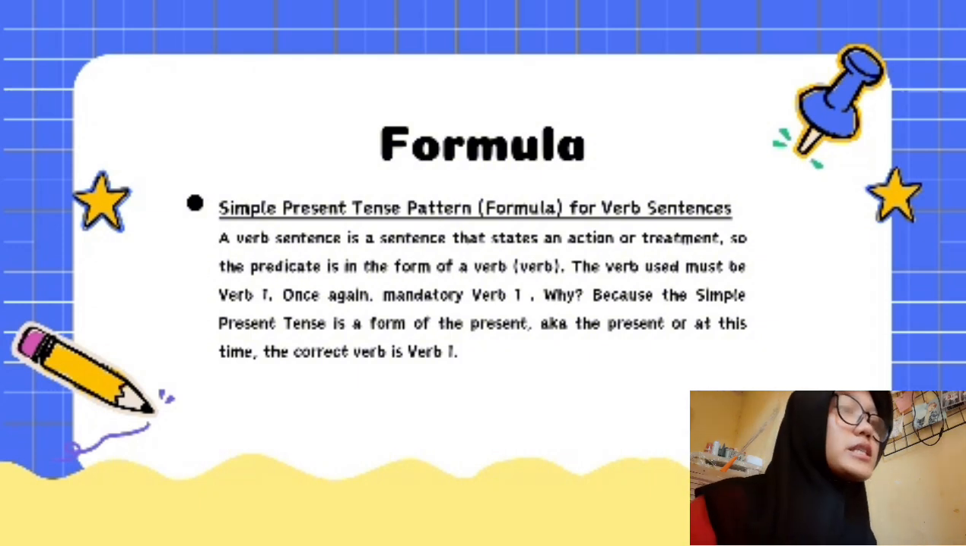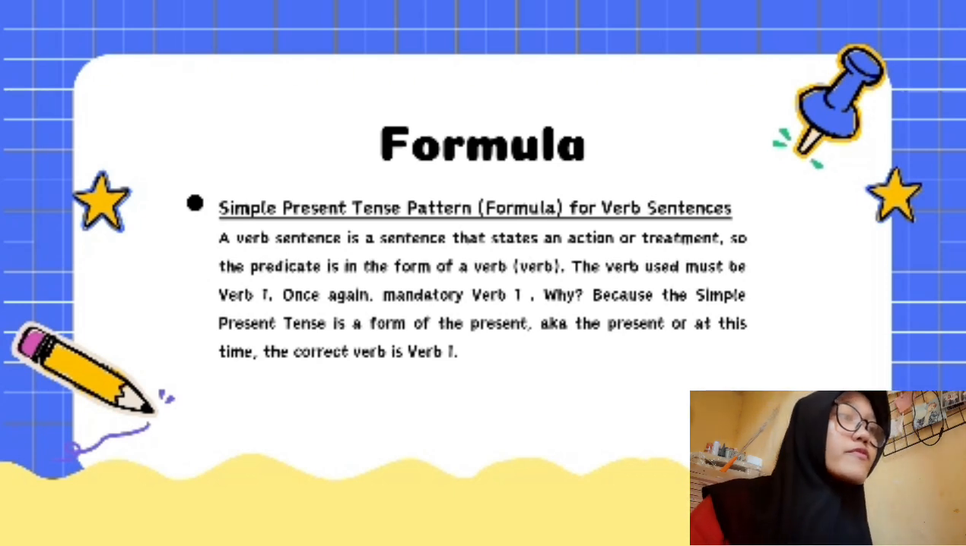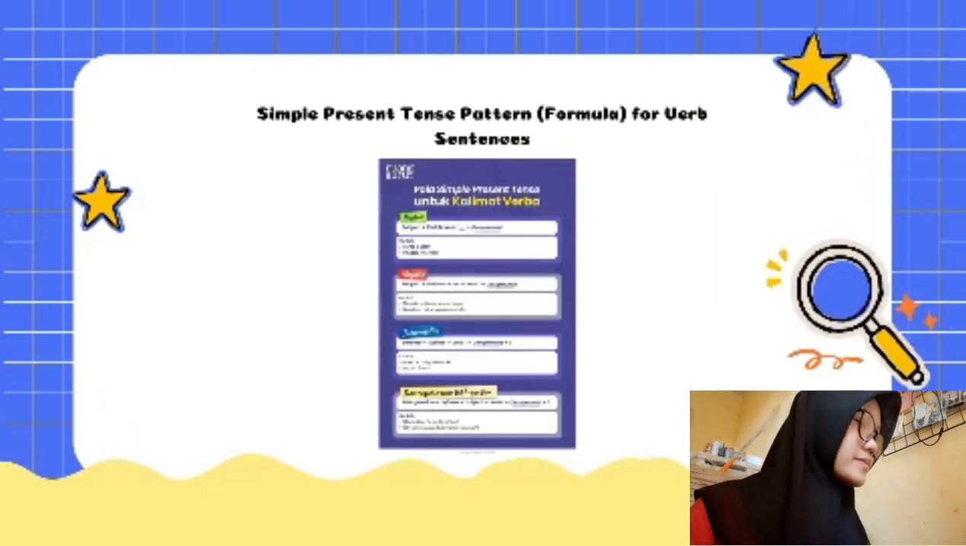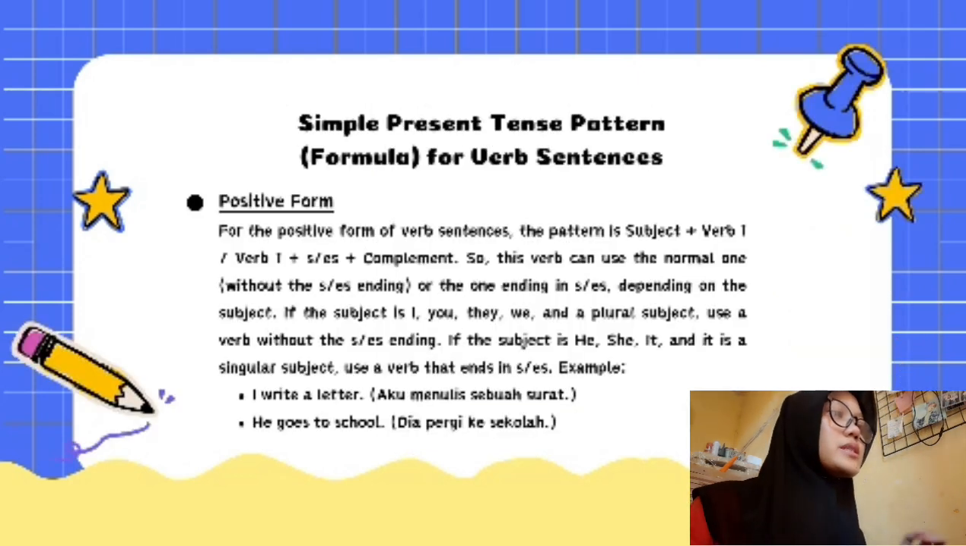Next, simple present tense pattern formula for verb sentences. A verb sentence is a sentence that states an action or treatment, so the predicate is in the form of a verb. The verb used must be verb 1. Once again, the simple present is a form of the present, aka at this time, so the correct verb is verb 1. This is the simple present tense pattern formula for verb sentences.